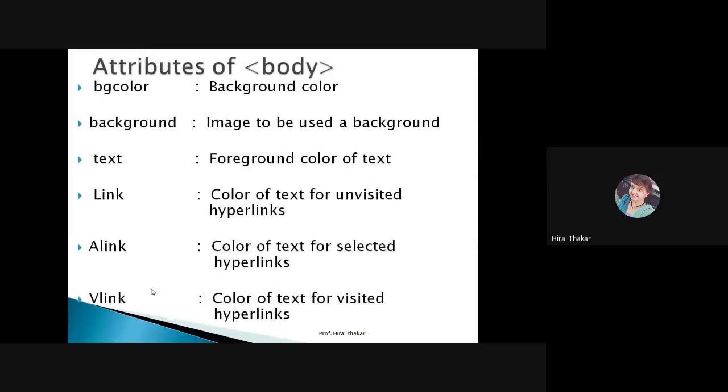Attributes of body tag. I think I have already explained this in one of my classes. BG color will change the background color. Then background will change the image in the background of your web page. Then text changes the color of the text. Then link, vlink, these properties belong to links when we are using links in our body. So body tag itself has so many attributes, and you can use all these attributes whenever you want.